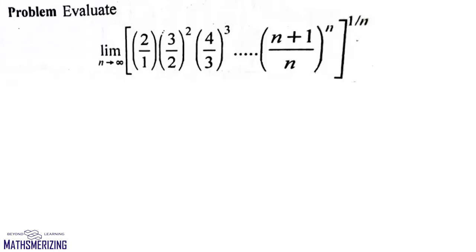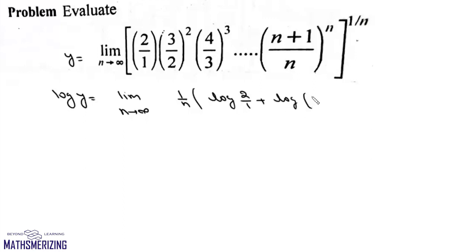Now here the question is, evaluate this limit. We'll take this as y, and if we take log, we can write log y equals limit n tends to infinity 1 by n times log 2 upon 1 plus log 3 upon 2 square plus up to log of n plus 1 upon n whole to the power n.